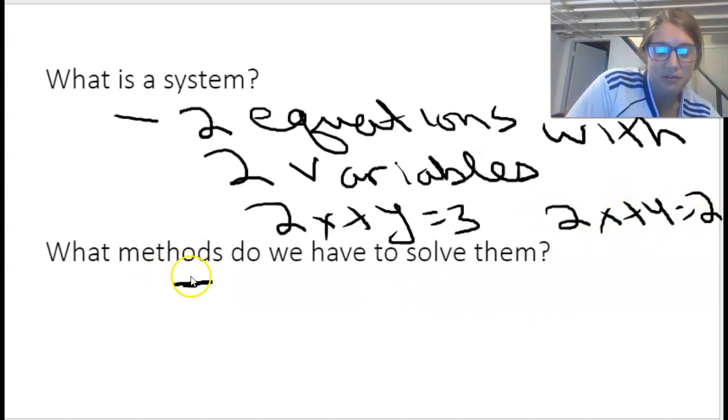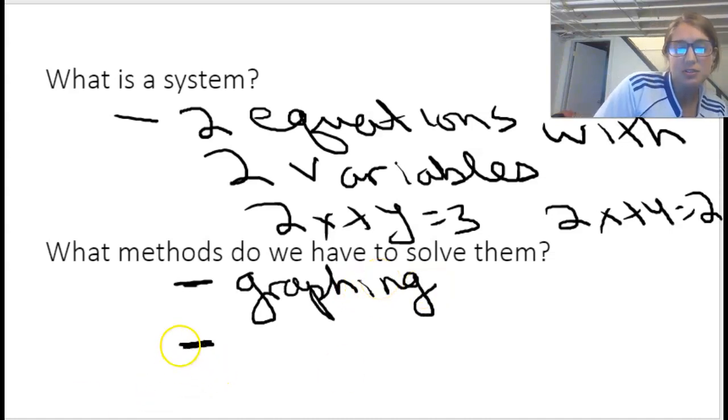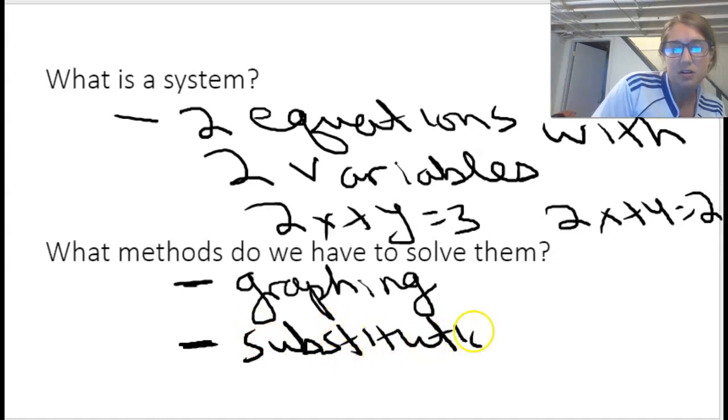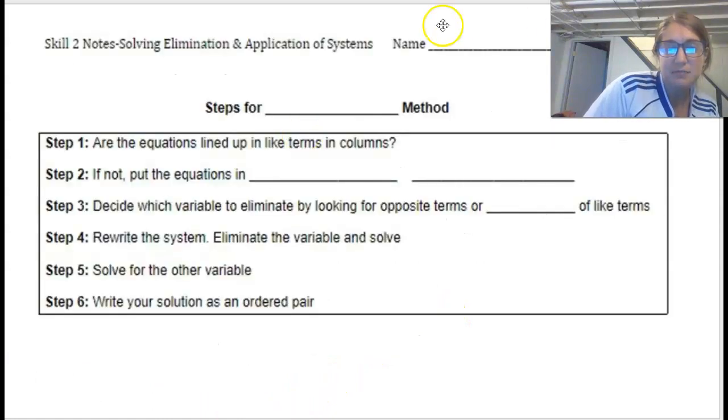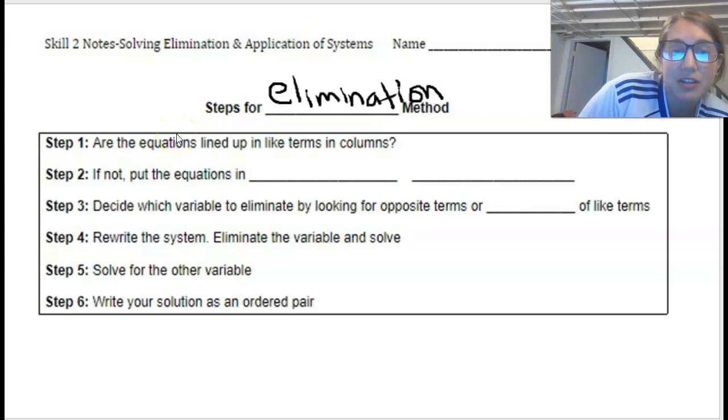What methods do we know to solve them? So far we know graphing and we know substitution. Today we're going to learn the next method, which is the elimination method. So these are the 6 steps that we're going to do throughout this.